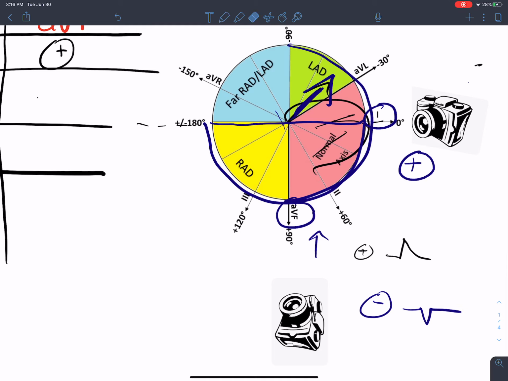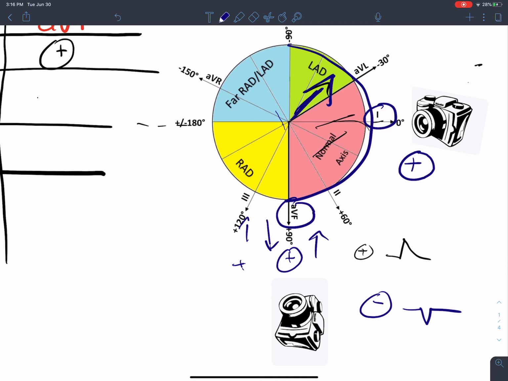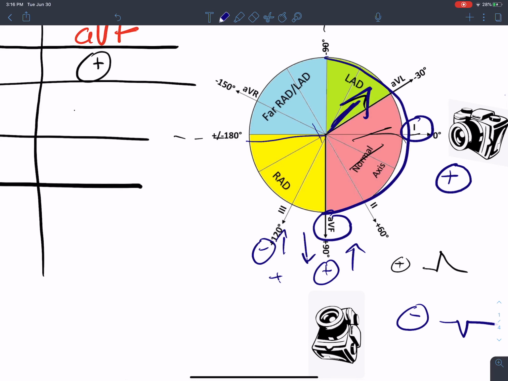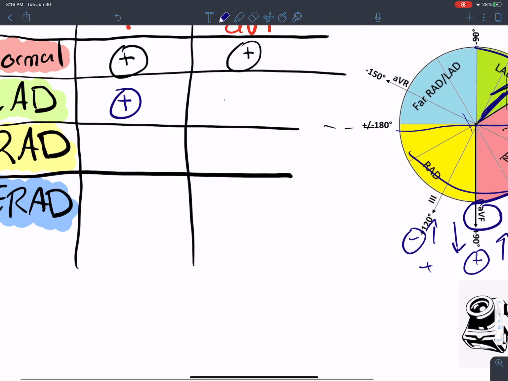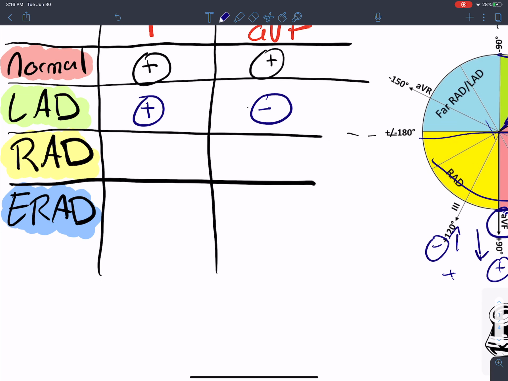Again, it's negative because this impulse is traveling away from the positive lead. So impulses that travel toward this lead come out positive, impulses that travel away come out negative. Keep remembering that, keep saying that, don't forget it. Left axis deviation, in this case, is traveling away from AVF, so it appears as a negative.